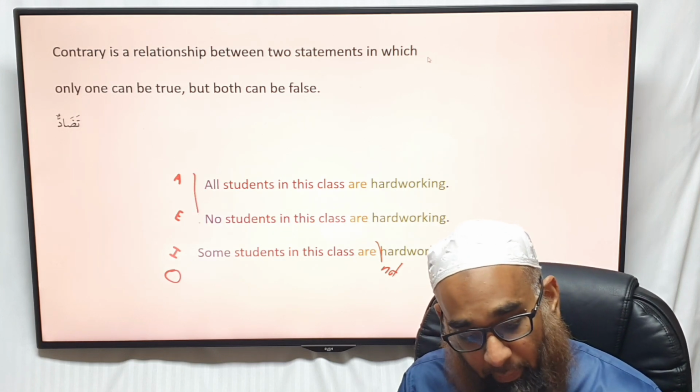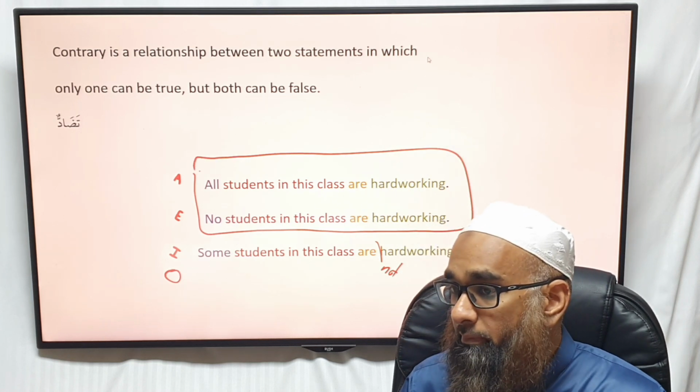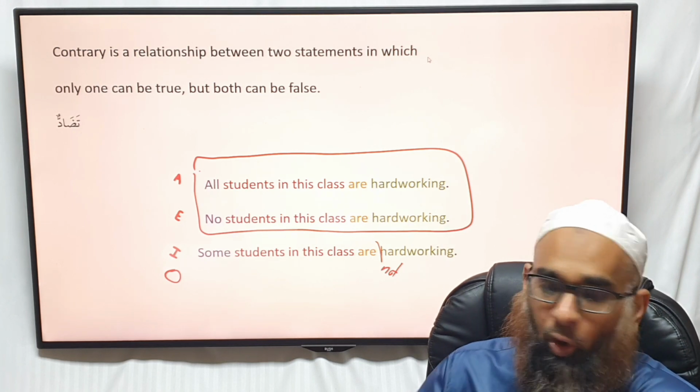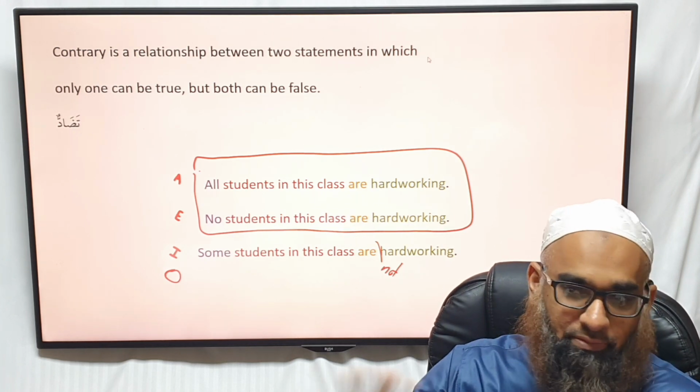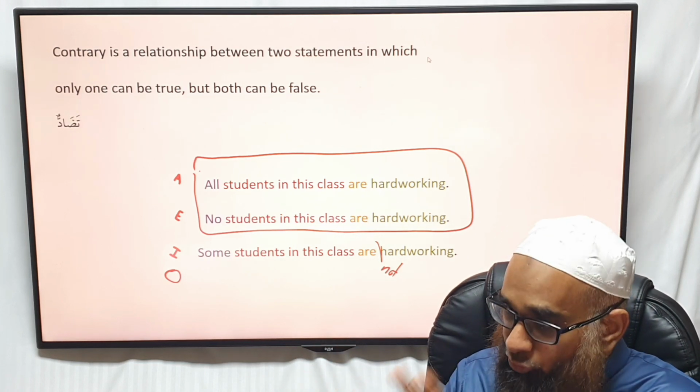These two can't go together. It can't be both of them. But the I and the O can be. But the A and E can both be false. Like all of you are hardworking, none of you are hardworking. So you can't have both. And some of you are hardworking, some of you not. You get a third option. So contrary and contradictory are different.